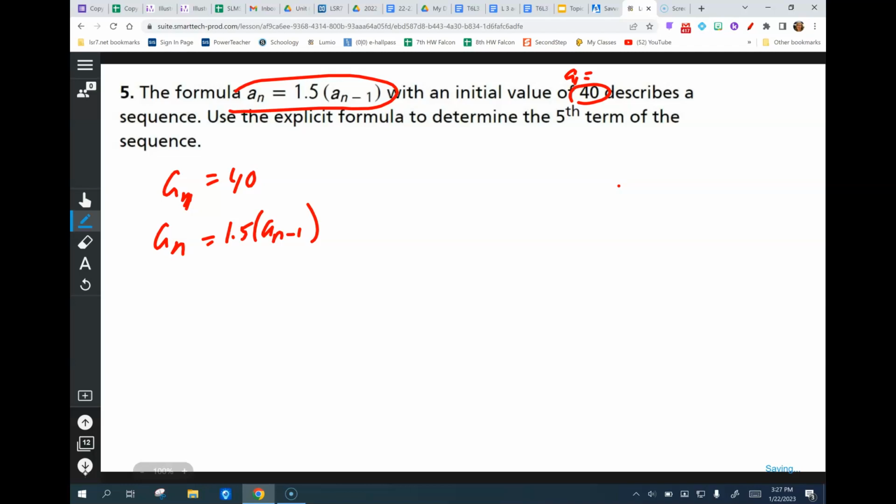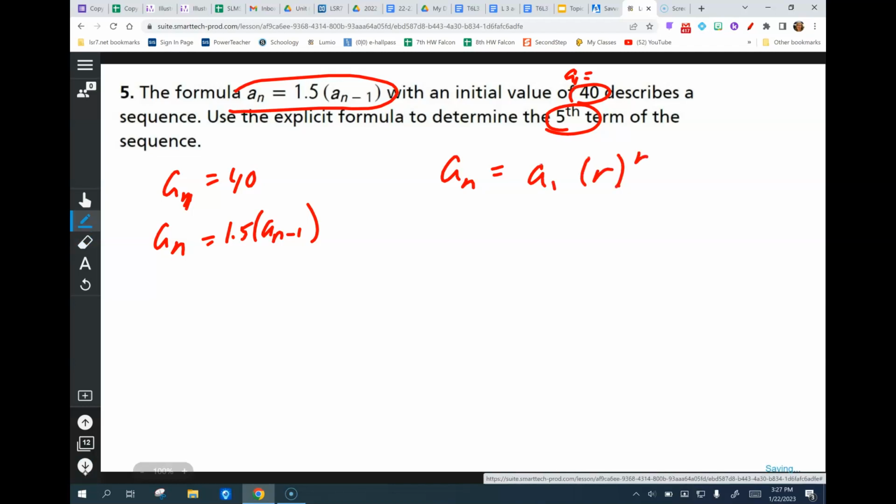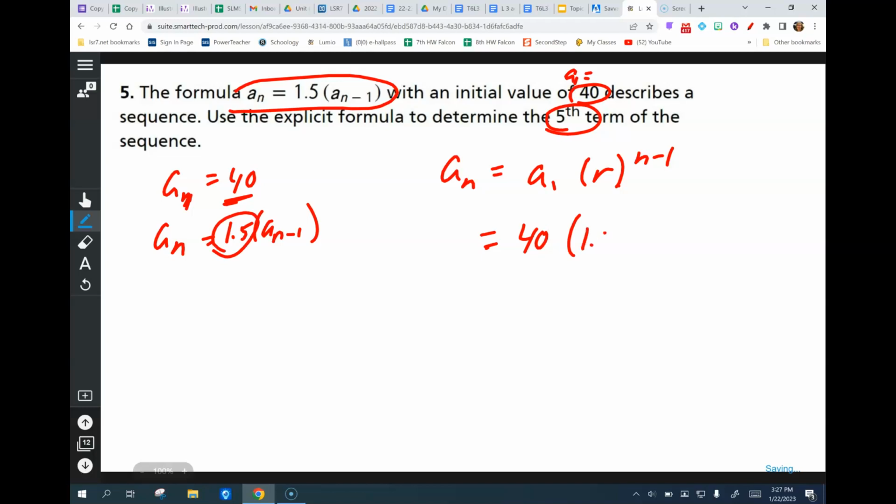So if that's my recursive, I'm going to use my explicit because I want to find a specific term. Then I use A sub n is equal to A sub 1 times R to the n minus 1. So now plug in what we know. What is A sub 1? 40. What is my ratio? Right here. So if they give us a recursive, we can pull that ratio right out. And then we have n minus 1. That's A sub n.